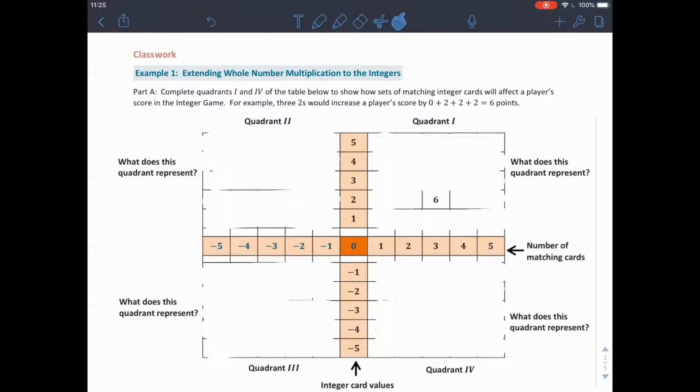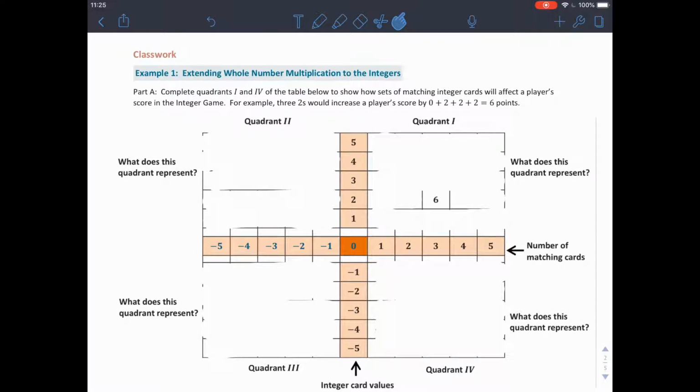Remember, to find the score in our integer card game, we add the values of our cards. Our x-axis is going to represent the number of cards that match, and our y-axis is going to represent the value of our cards. So for example, if I had 3 matching cards that had a value of positive 2, I know that my answer for my score would be 6. I can get that either by adding 2 to itself 3 times or doing 2 times 3.